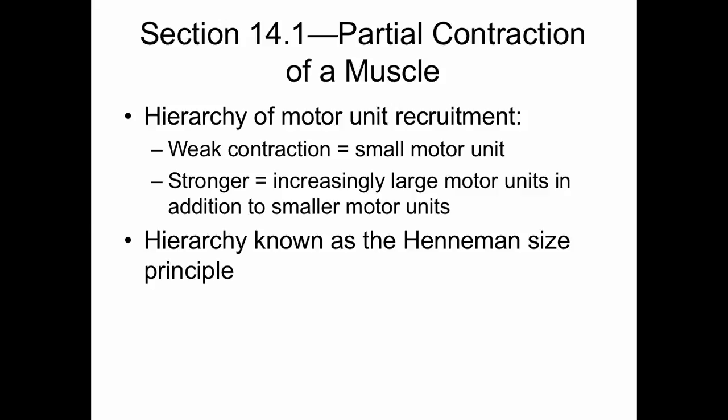Partial contraction of a muscle. There is a hierarchy of motor unit recruitment. In a weak contraction, there is a small motor unit recruitment. In a stronger contraction, there's an increasingly larger amount of motor units in addition to smaller motor units. This hierarchy is known as Henneman's size principle. Generally, smaller motor units are innervated by smaller motor neurons and contain red, slow-twitch muscle fibers.